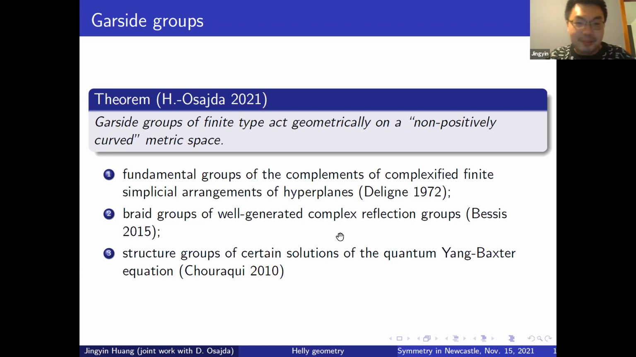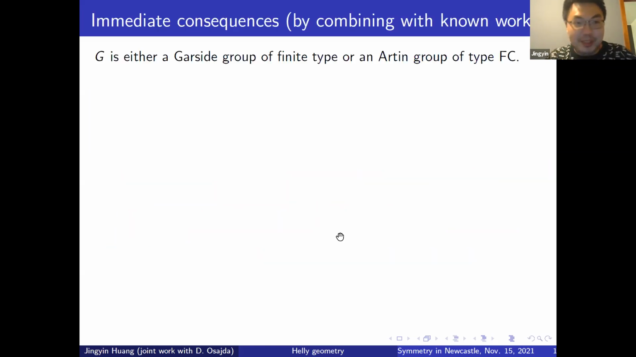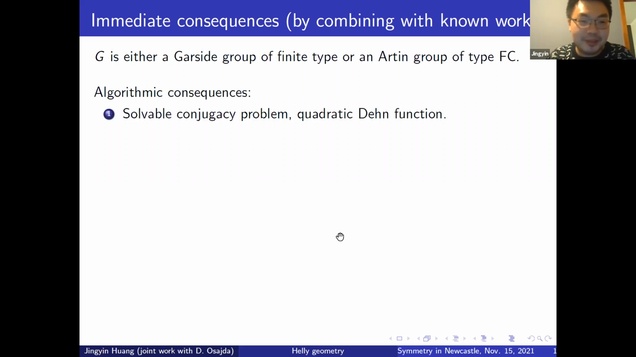Okay, so these are the main results, and I want to say some immediate consequences. Basically, the main result says these groups are non-positively curved in some sense. I haven't defined in what sense it is non-positively curved, so I'm going to define that later. There's a lot of work about non-positive curvature: what kind of properties should a group satisfy if you know the group is non-positively curved in some sense? Then we get many consequences.